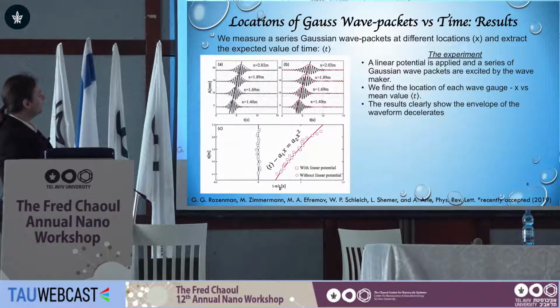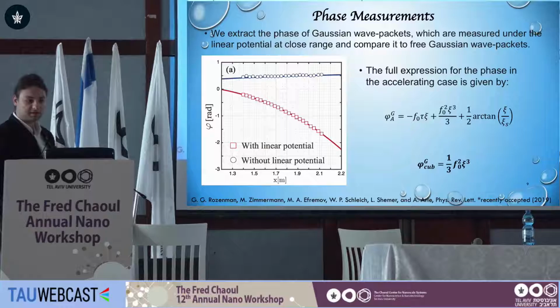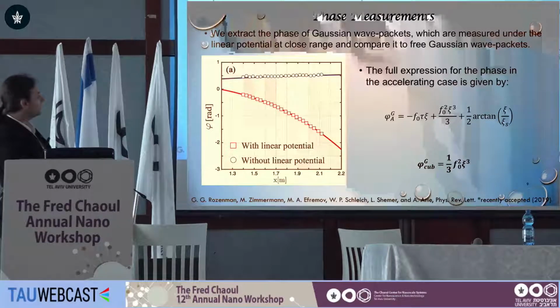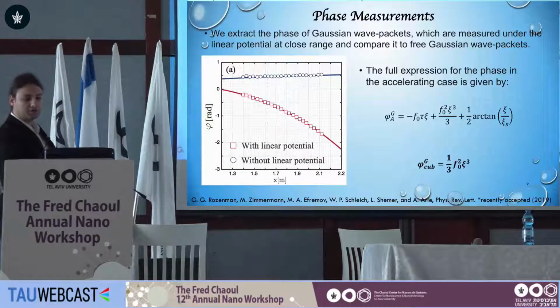Now let's perform a Hilbert transform on these measurements and extract the phase. Now in blue, we see the Gouy phase, which is this arctangent in the phase. Okay, and this is a really known result in optics. And if we apply the linear potential, we will see the full phase term here in red.